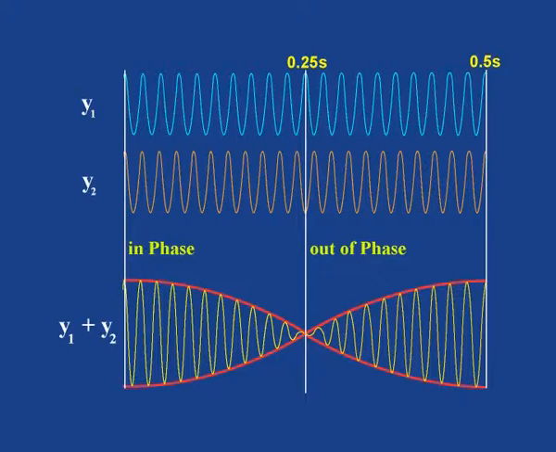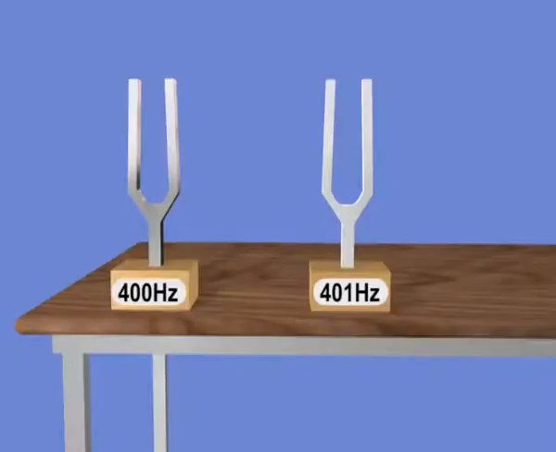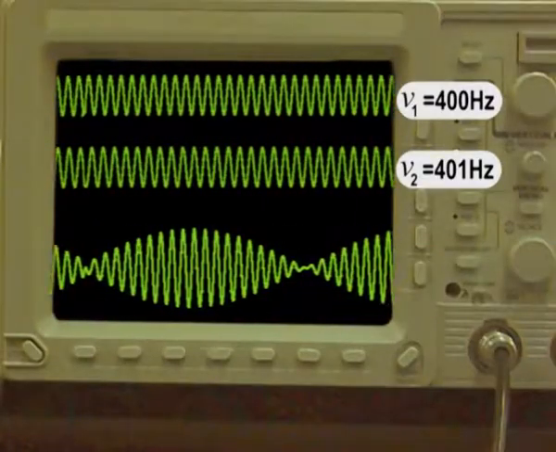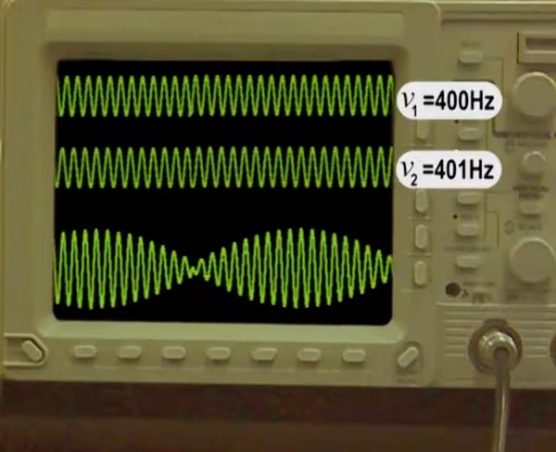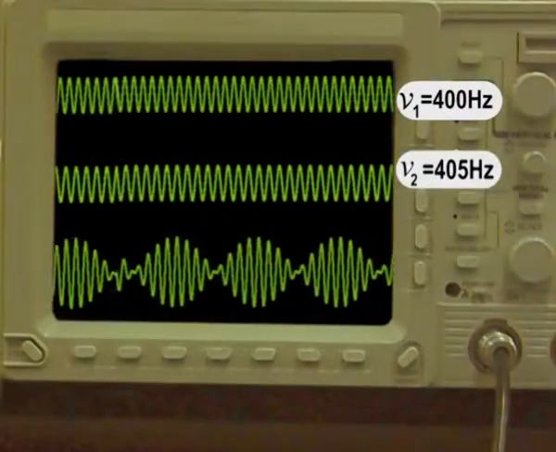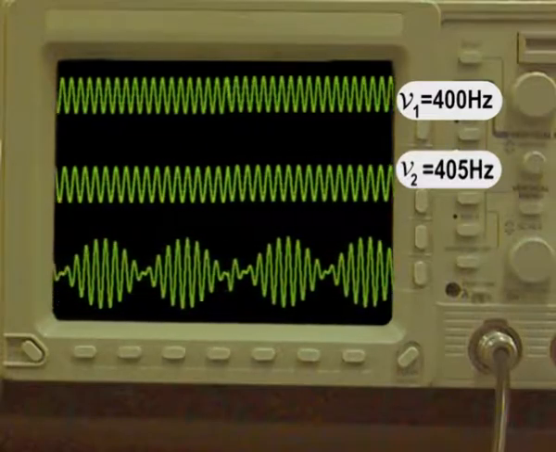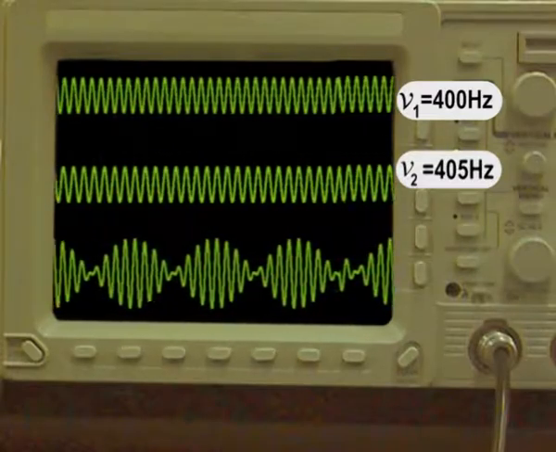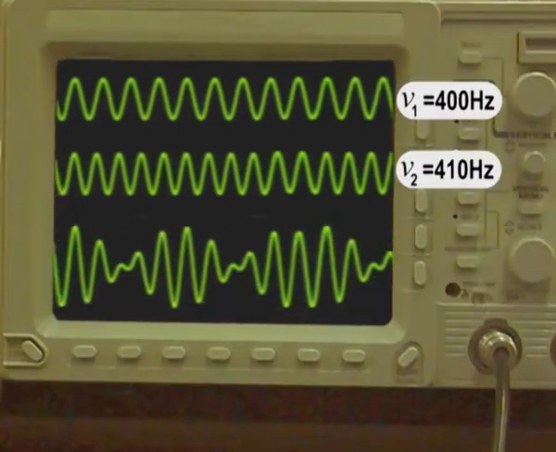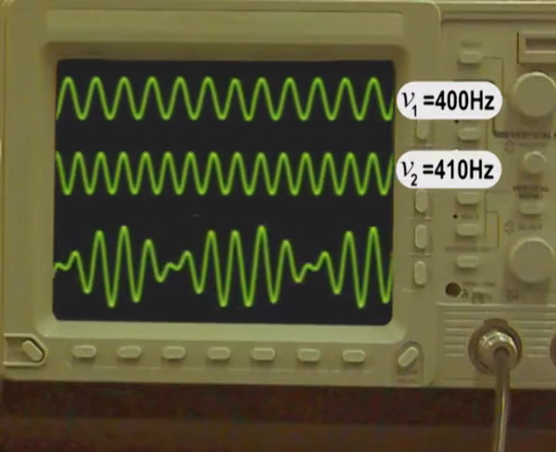Let us see some more examples of beats formation. Let us consider two wave trains of same amplitudes and frequencies 400 and 401 Hz respectively. We get beats of frequency 1, but when the two wave trains are of frequencies 400 and 405 Hz, we get beats of frequency 5. And when the two wave trains are of frequencies 400 and 410 Hz, we get beats of frequency 10.